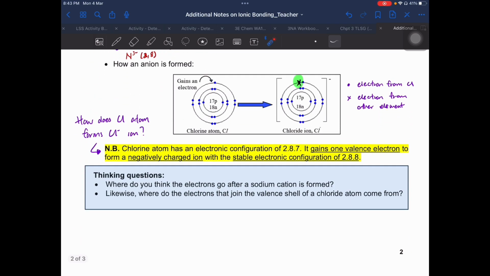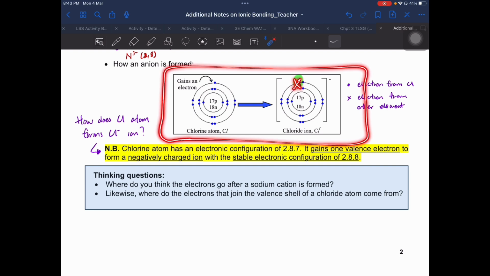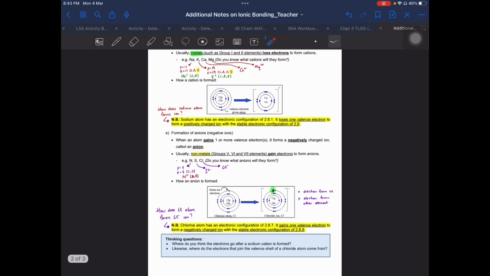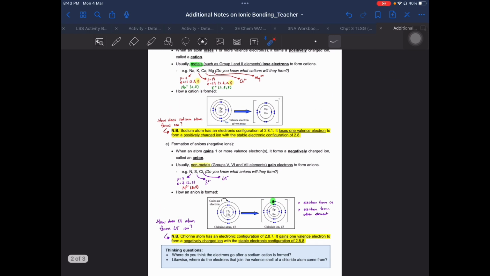Next, in this second drawing, there was a cross that appeared. Where did that cross come from? It must have come from something. It cannot just be plucked out from space and added to the chlorine. If you piece these two questions together, you will realize that what likely happened was that this electron from the sodium came over to the chlorine, and the chlorine gained the electron. You form two sets of ions, and that's where we call an ionic compound is formed.